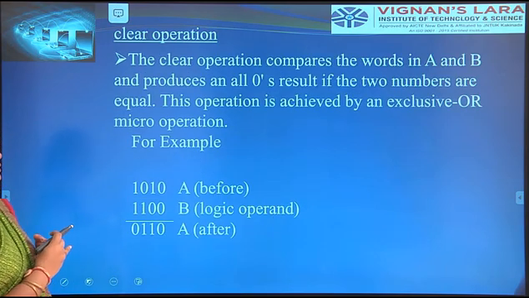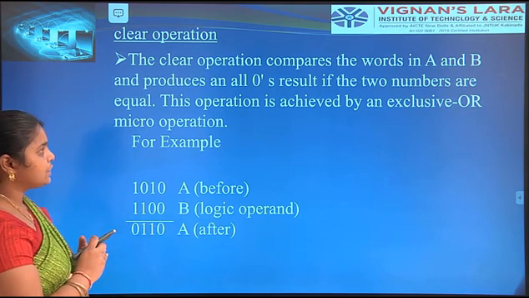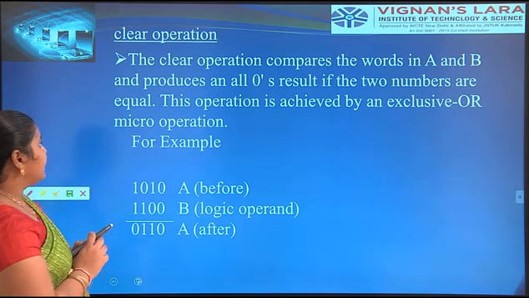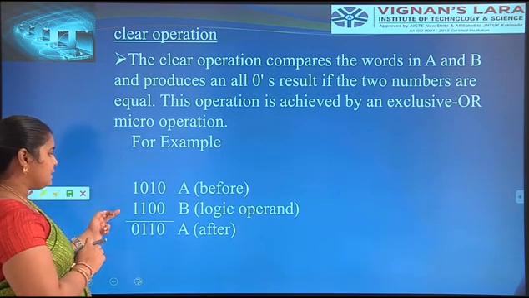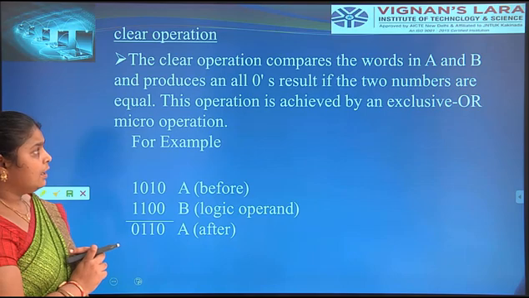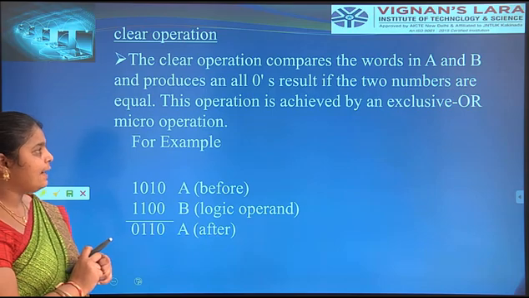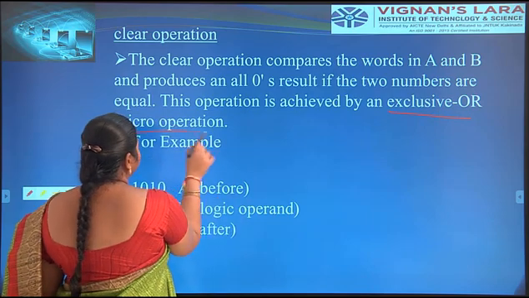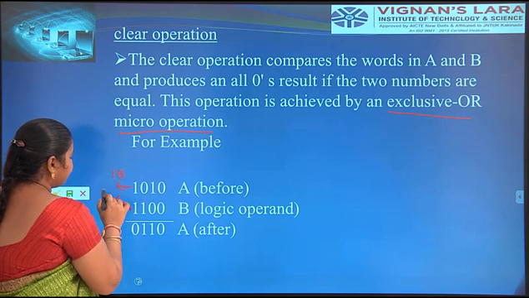Okay, next the last one. The last application of the logic micro operation is the clear operation. The clear operation compares the words in A and B. In the clear operation they compare the A and B bits in the example. This is the A bit and this is the B bit. It produces an all ones result or all zeros in the result if the two numbers are equal. This operation is achieved by an exclusive OR micro operation. Here we take the example 10 and 12.